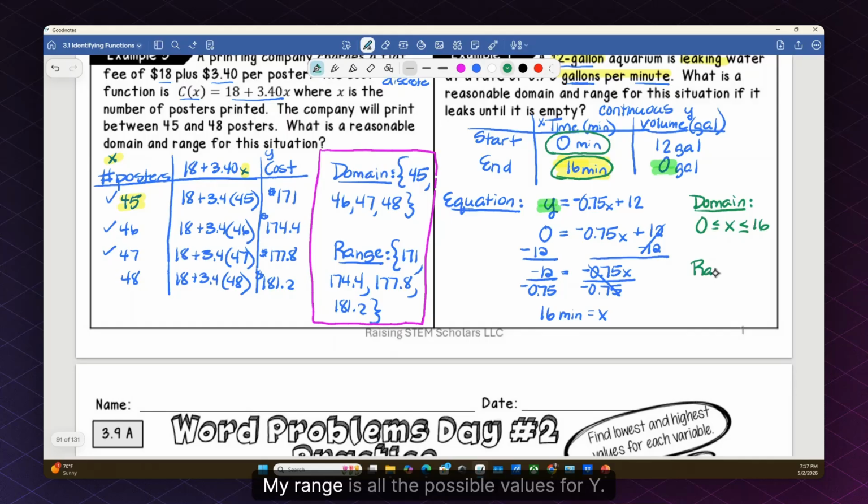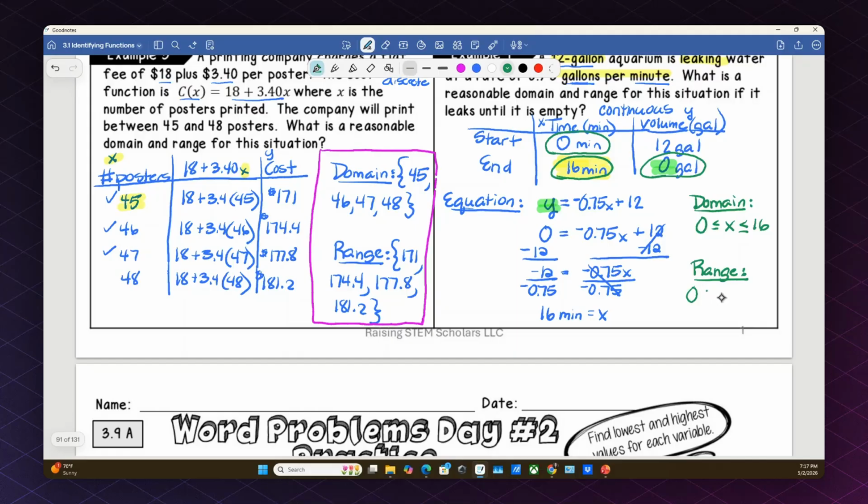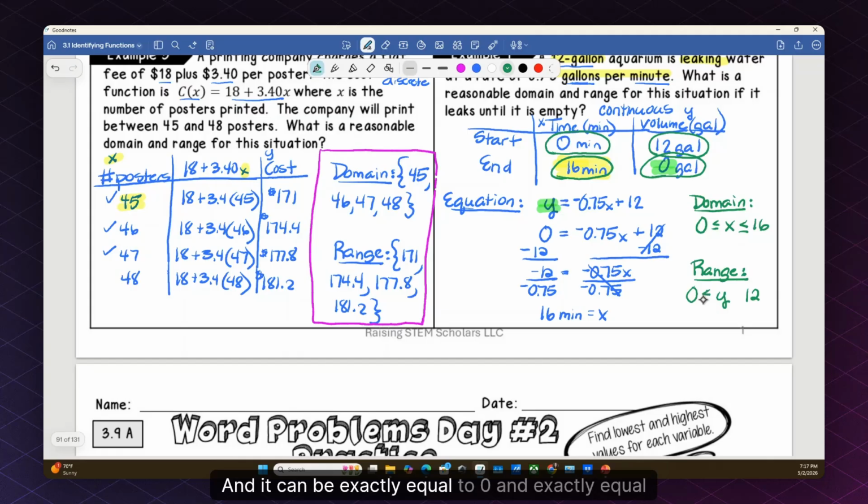My range is all the possible values for y. I'm going to put my lowest value of y, which is 0 gallons. That's the absolute lowest it can be. The absolute highest it can be is 12 gallons. My range is y, so I'm going to put y in there. And it can be exactly equal to 0 and exactly equal to 12.